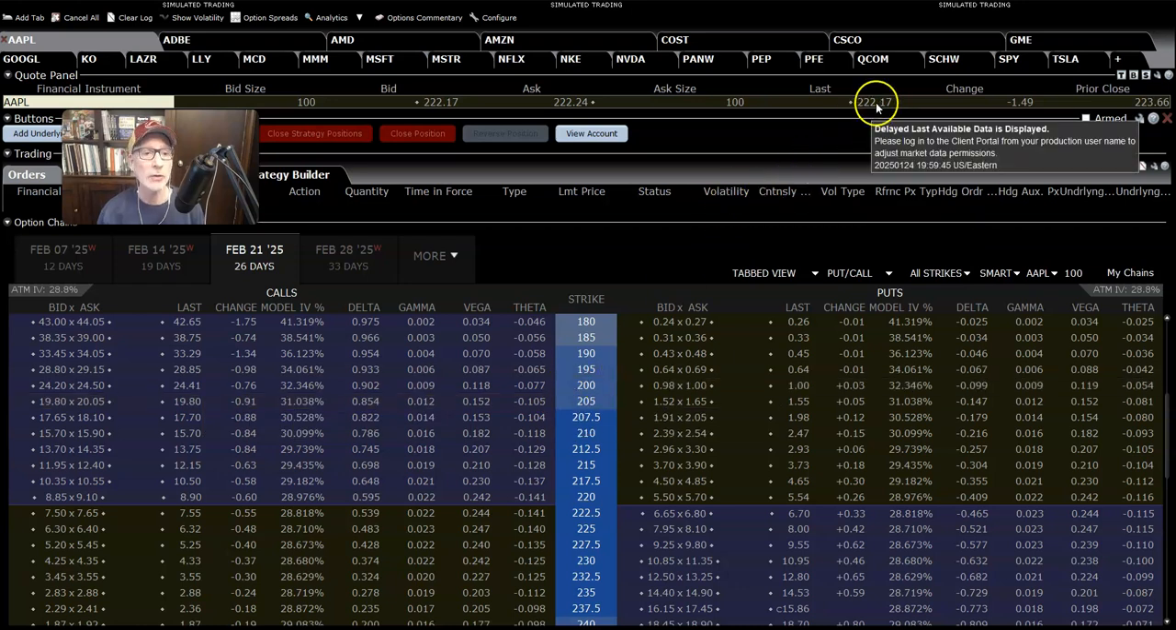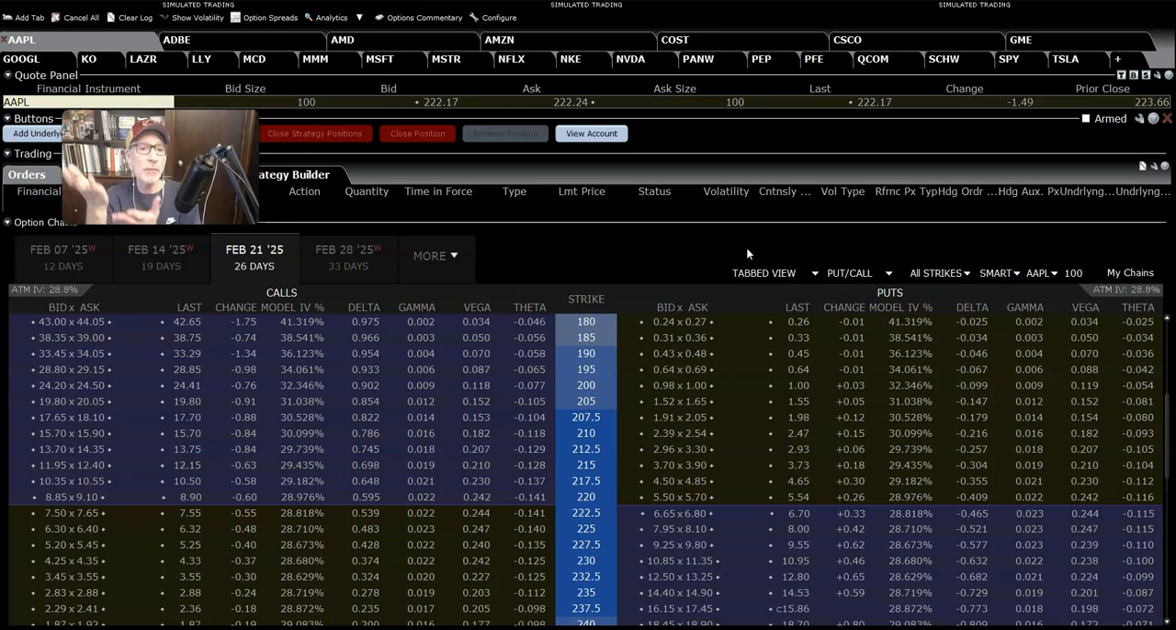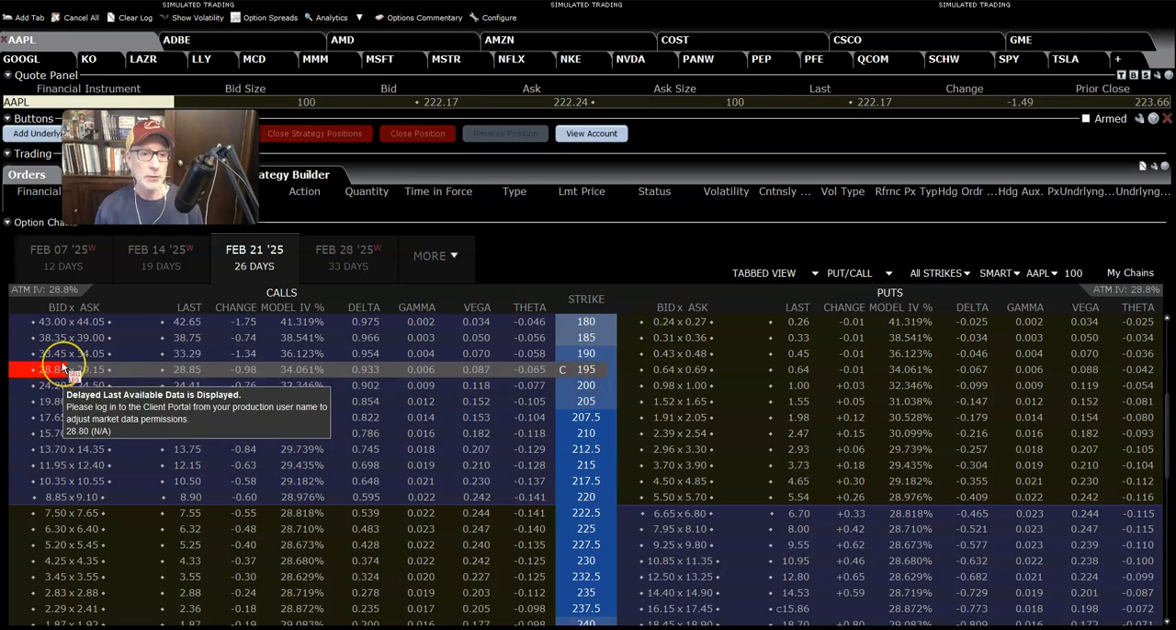That's only about $2 higher than where Apple currently is. So you'll have a higher probability of making money, but it's also going to cost you more. So once again, you have to weigh out what you want.